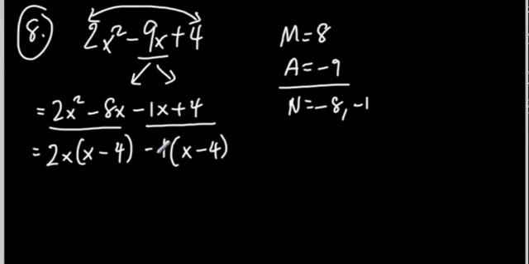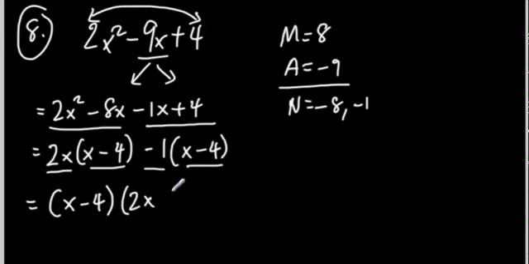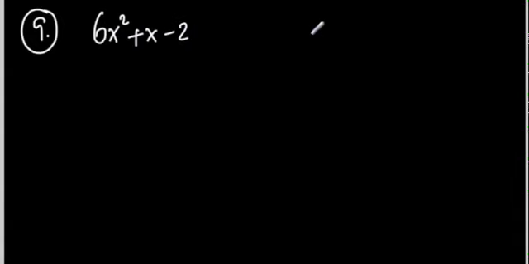The reason why it's x minus 4 is negative 1 times x is negative 1x, and negative 1 times negative 4 is positive 4. We observe that the x minus 4 is in common, so x minus 4. And what's left over? We got this 2x over here, we got this minus 1 over here, and that's our solution. All right, let's move on to 9, which is 6x squared plus x minus 2.